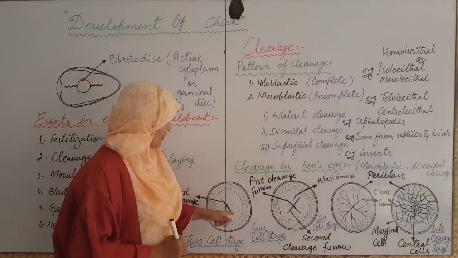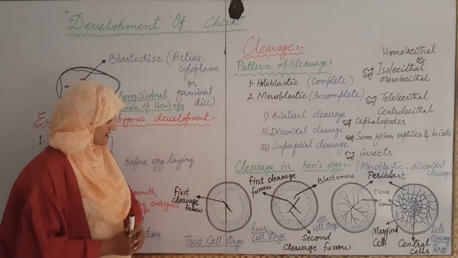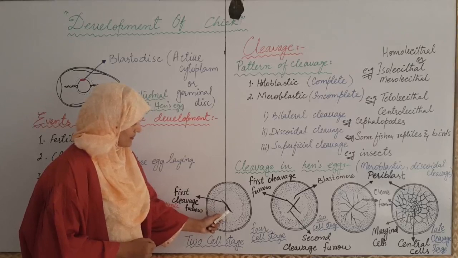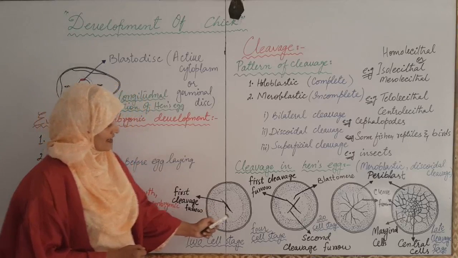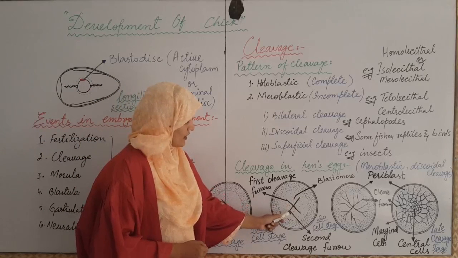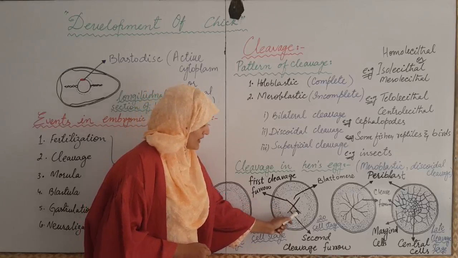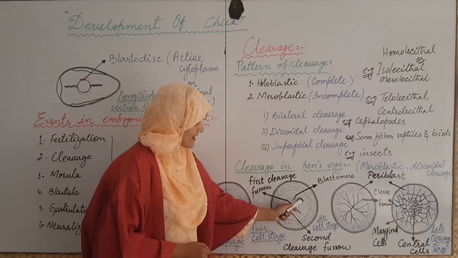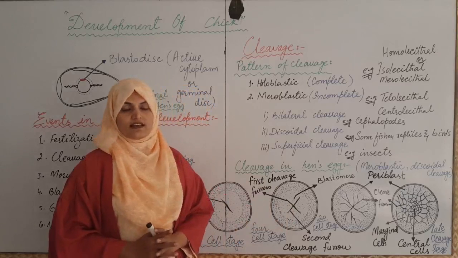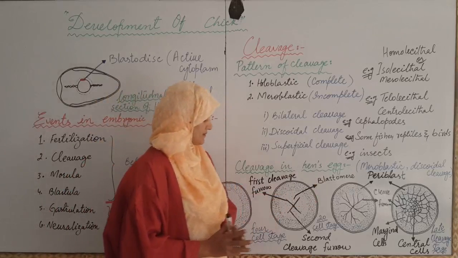Here is the above view of the blastodisc, in which you can see that the first cleavage is on the vertical plane and the second cleavage is also on the vertical plane, but at a right angle to the first cleavage. Meaning when the first cleavage is formed, at a right angle the second cleavage is formed. As a result of this, 4 cells are formed, which are termed as blastomeres.